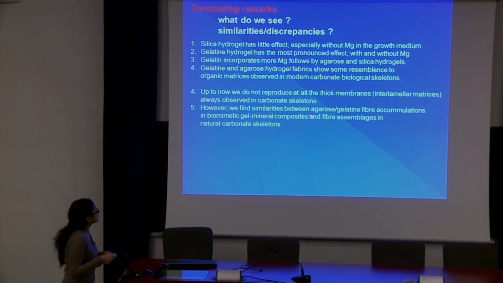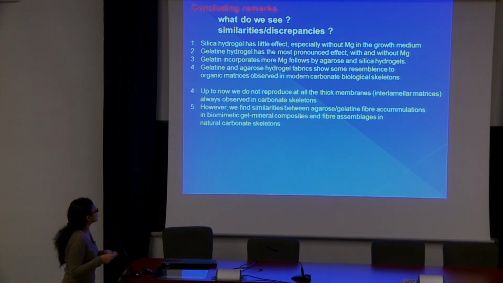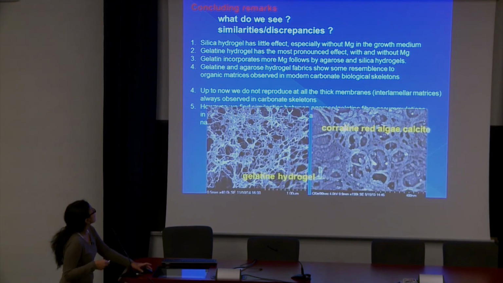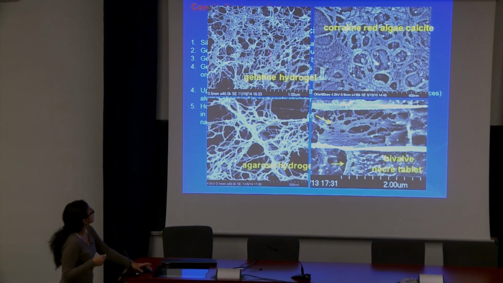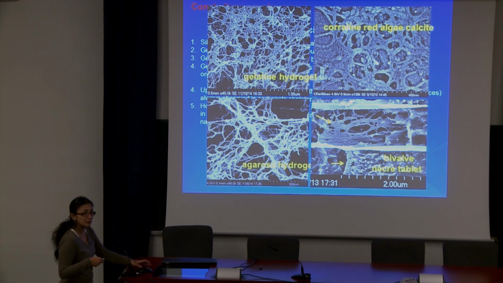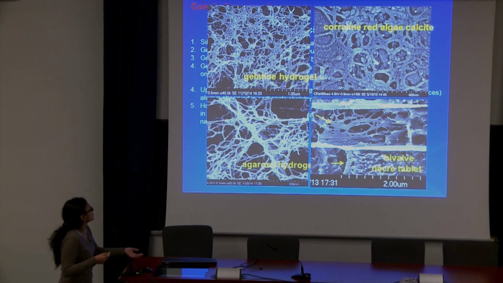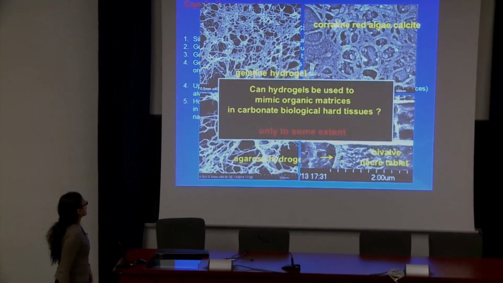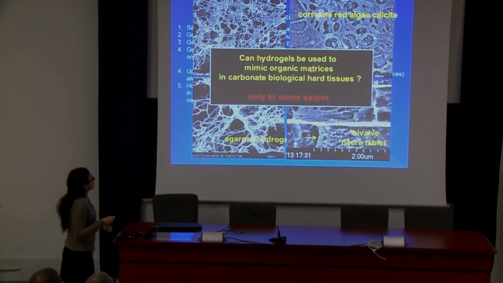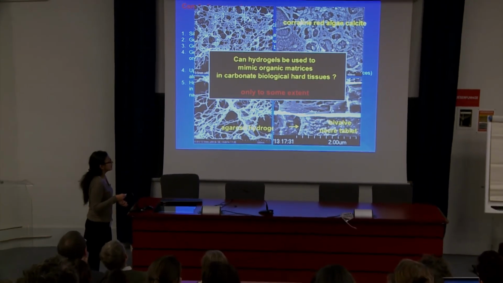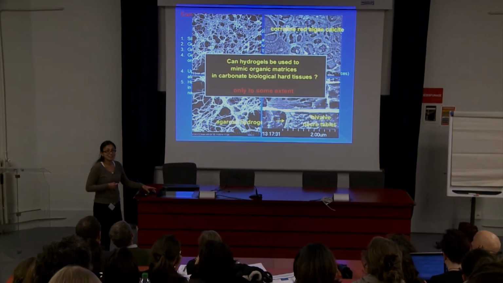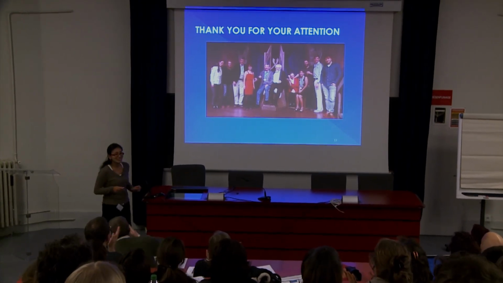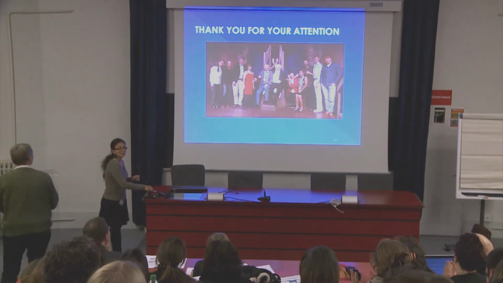However, we find similarities between agarose and gelatin fiber accumulations in biomimetic gel mineral composite and fiber assemblages in natural carbonate skeleton. So this is from the agarose, from the hydrogel, and this is from the organism. So you can see whether it looks the same or not, and then you can just think about it. And then, can hydrogel be used to mimic organic matrices in carbonate biological hard tissue? Only to some extent. Thank you, and sorry for long talks.